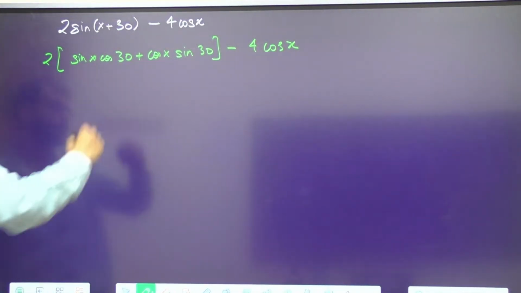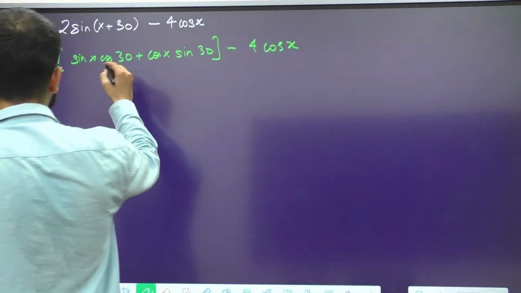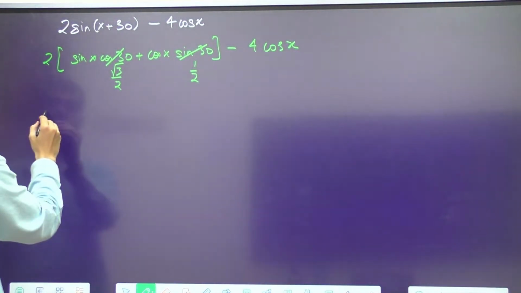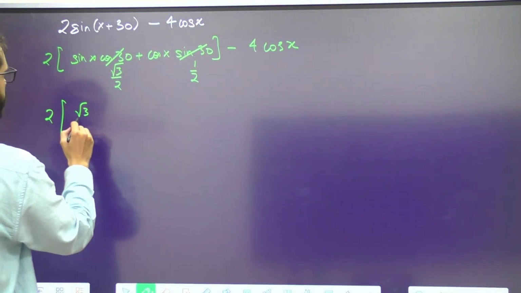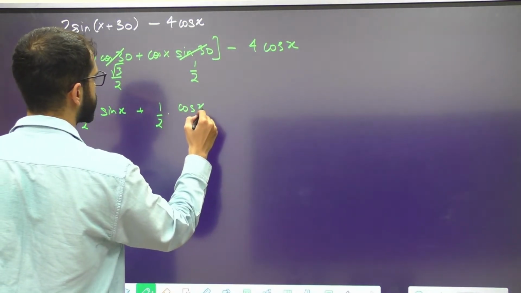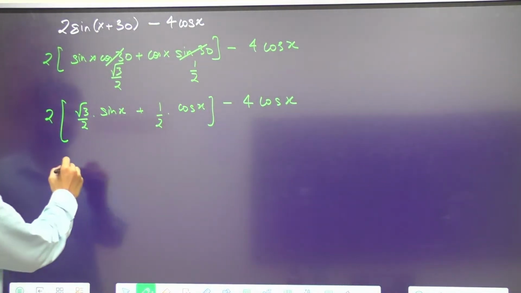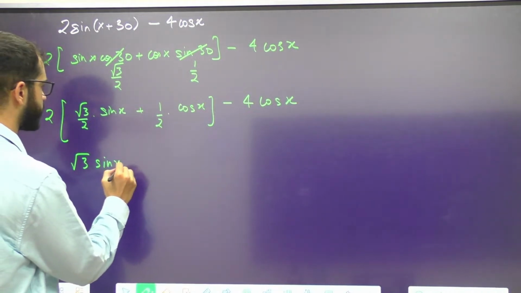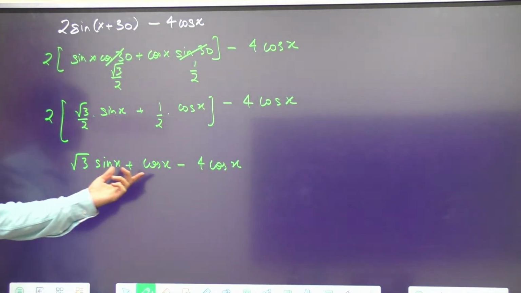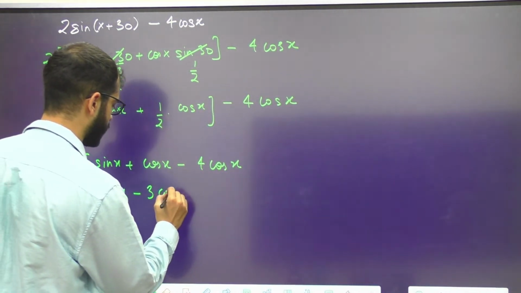So now what is the value of cos 30? Please put it down in the comments. Okay, cos 30 is root 3 by 2. And what is the value of sin 30? It is half. I can say this is 2 times (root 3 upon 2 multiplied with sin x + half of cos x) - 4 cos x. So now if I multiply 2, what will this become? Root 3 sin x + cos x - 4 cos x. So it can be written as root 3 sin x - 3 cos x.